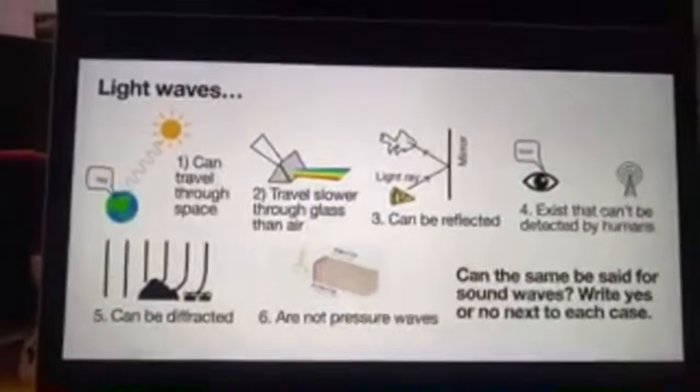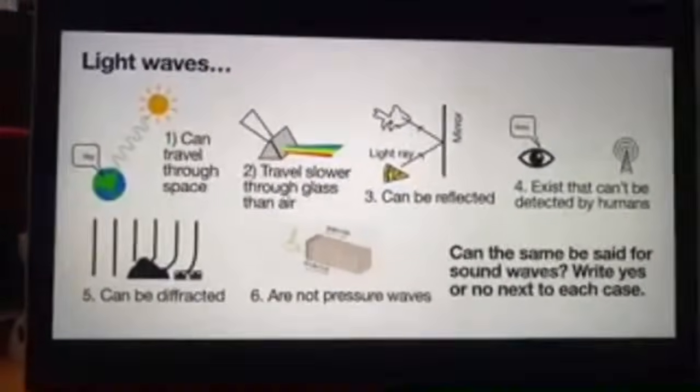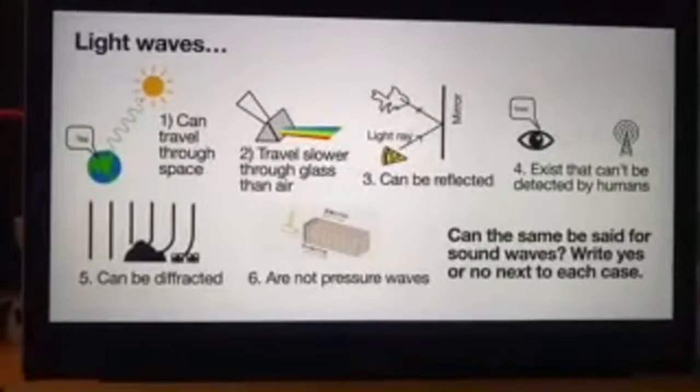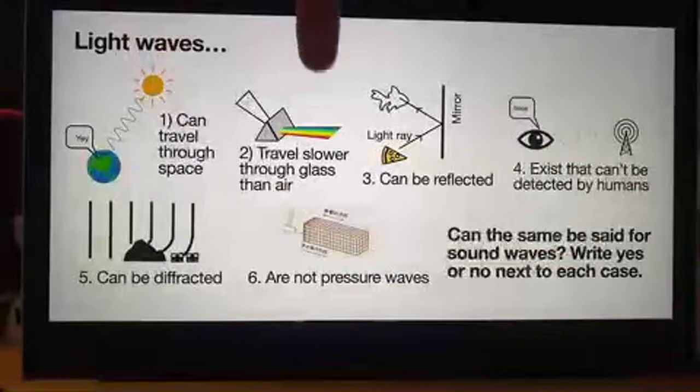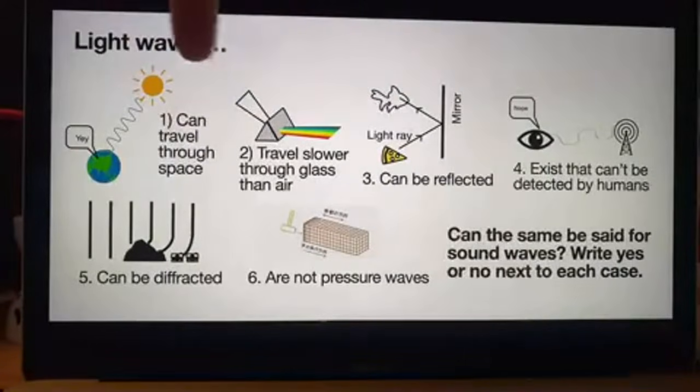I'm going to give you this to do, and then we'll do the next part of the activity. Okay, just a quick question sheet for you here. I've got 6 facts about light waves. All of these 6 things are definitely true about light. Can travel through space. Light travels slower through glass than air. Okay, we've talked about that before. Light hits glass, it slows down.